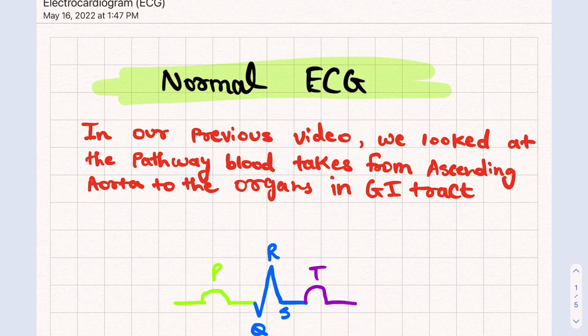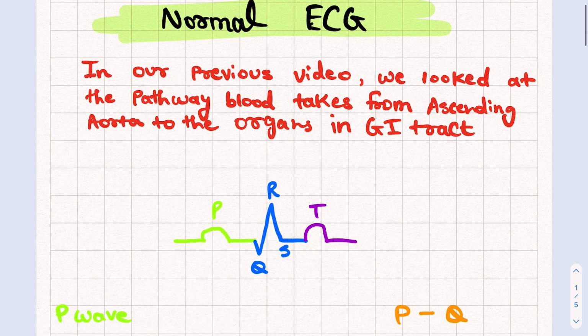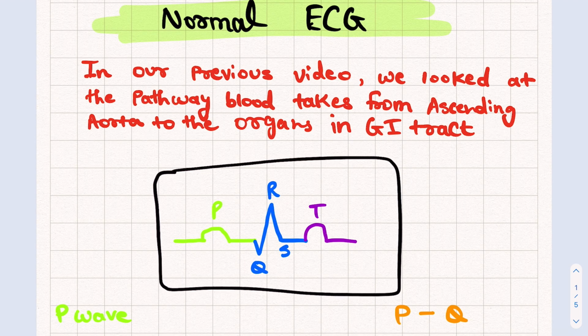Hello. In the previous video, we looked at the pathway blood takes from the ascending aorta to the organs in the GI tract. In this video, we're going to look at the basic anatomy of a normal ECG, which is electrocardiogram. Below, I've drawn a normal ECG, which looks something like this. It is represented in the box.